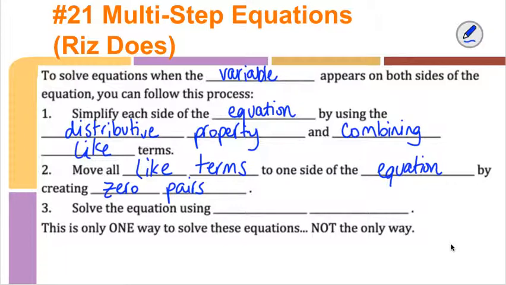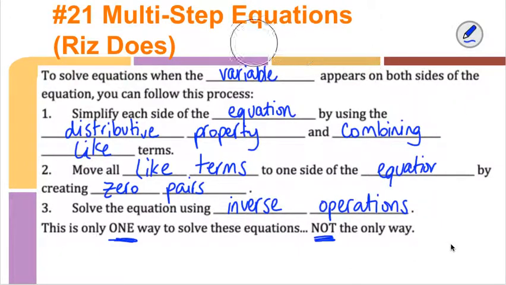And then finally, you're going to solve the equation using inverse operations. All right, so that'll be like a two-step or a one-step equation. Now keep in mind here, this is only one way to solve these equations. It is not the only way. I'm going to teach you one way. If you want to learn different ways on your own, or if you want to come ask me about different ways, that's totally fine. Okay, so let's get into the examples.